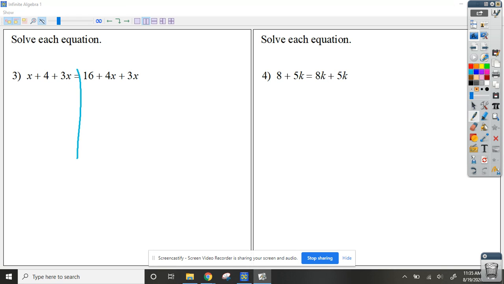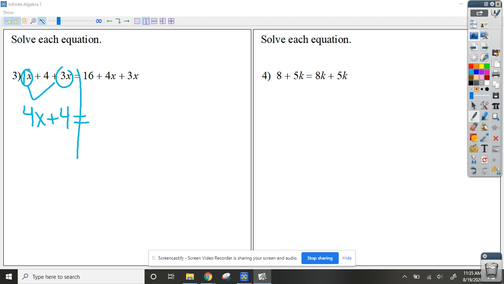Okay, look at your left side. Do you see anything that I could combine together? I see that we have an x and a 3x. So let's combine those. If I have 1x and 3x, that will combine to give me 4x. I'm also going to bring down the plus 4.